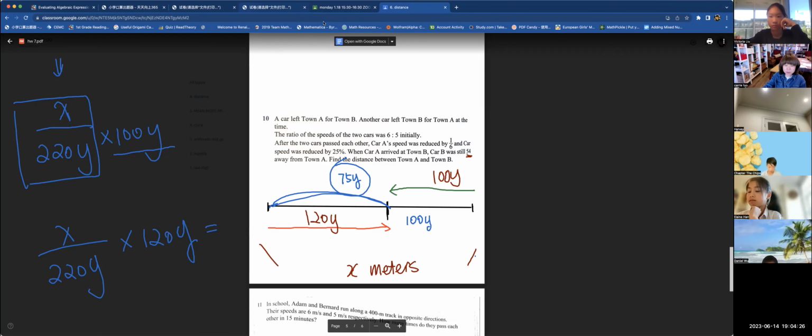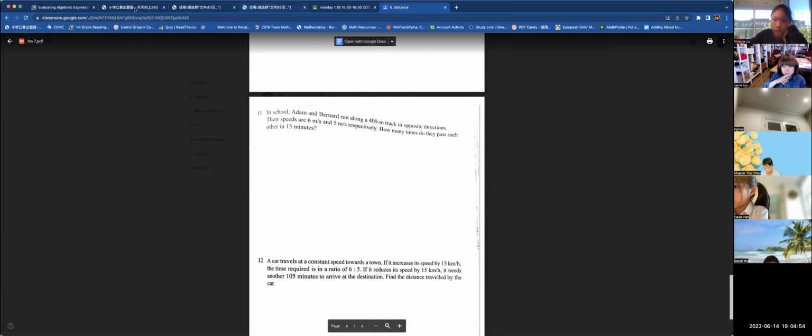Understand, everybody? Okay, so let's take a look at number 11. In school, Adam and Bernard run along a 400 meters track in opposite directions. Their speeds are 6 meters per second and 5 meters per second respectively. Okay, 这次是一个什么？是一个 run in opposite directions, okay? How many times do they pass each other in 15 minutes?